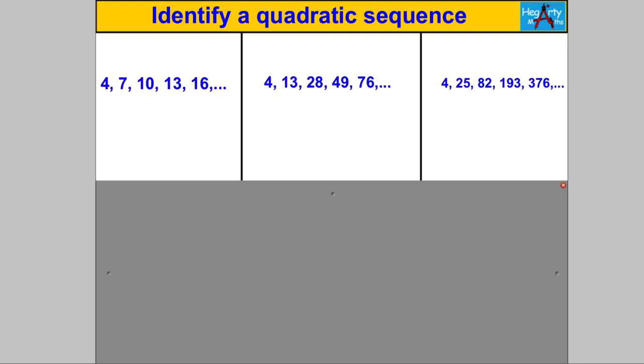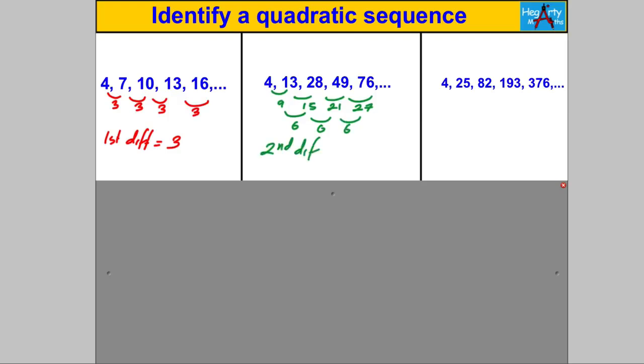So let's go and do 3 examples here to show us the 3 different cases we may encounter. In this first case, this is one we've seen before. They're going up by 3 each time. They've got a common first difference equal to 3. This one here, well, we've just encountered this one. This one has gone up 9. This one subsequent to that has gone up 15. This has gone up 21. This has gone up 27. They weren't common, but the second differences were, they were going up by 6 each time. So they had a common second difference of 6.